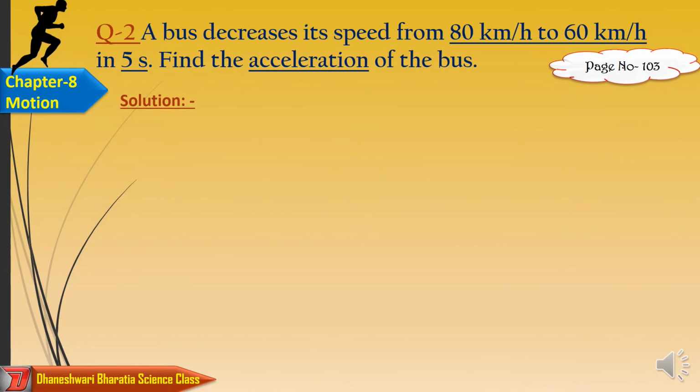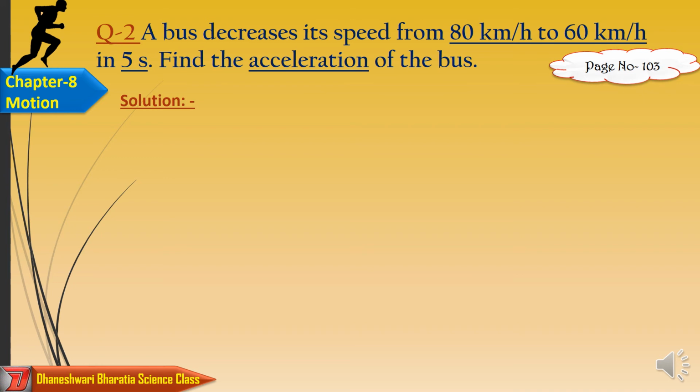Next, a bus decreases its speed from 80 km per hour to 60 km per hour in 5 seconds. Find the acceleration of the bus. Speed decrease हो रही है, कैसे decrease होगी? Of course, बस वाले ने brakes apply की होगी, right? So let us note down whatever is given.